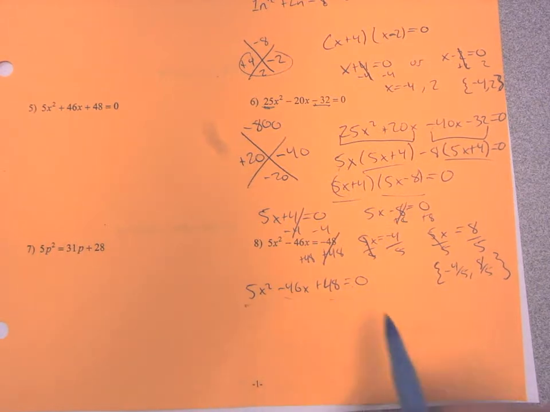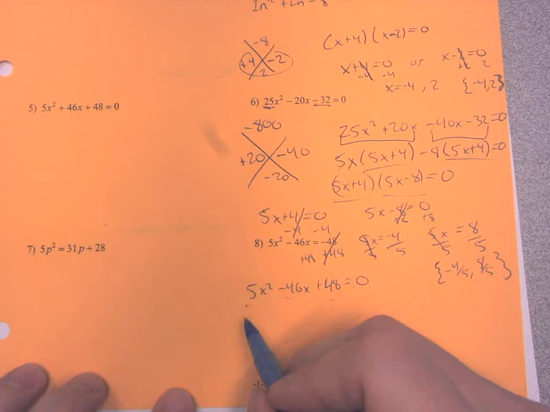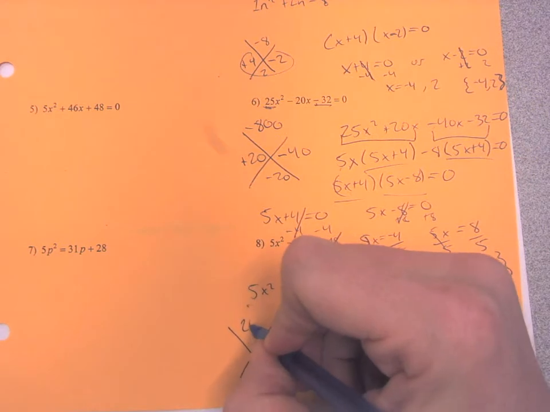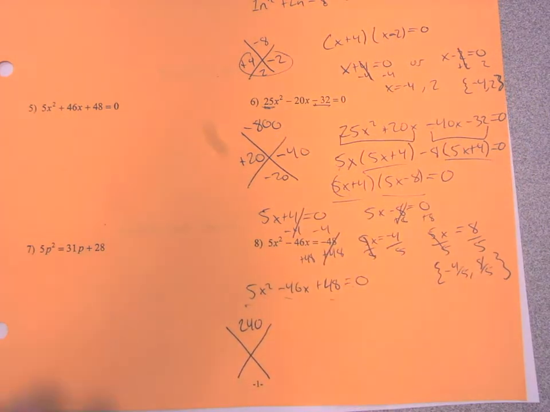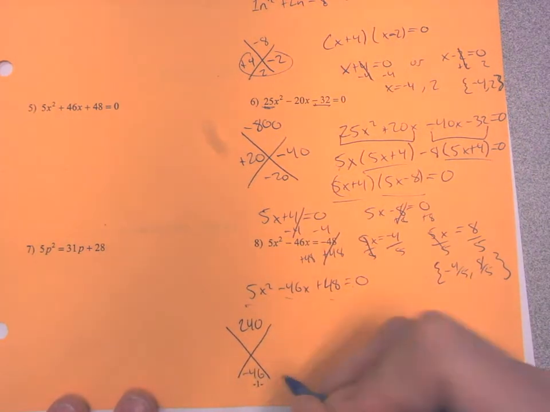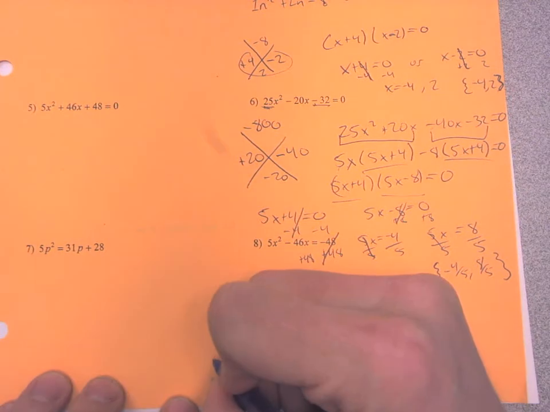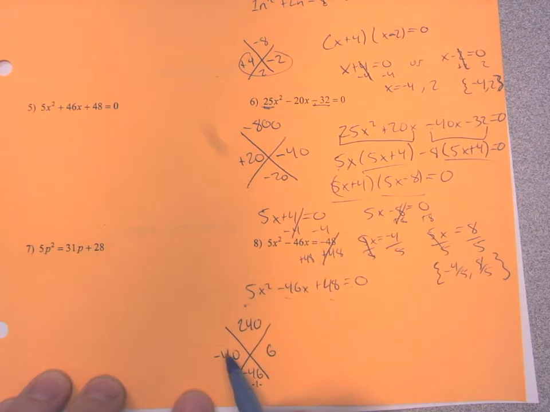Notice that I don't have a common factor that I can take out, so I'm going to use the grouping method. Got 5 times 48, and then let's see what that's going to be. So that's 240 up here. And then on the bottom, we're going to have a negative 46. So we need factors of 240 that combine to give us negative 46. I think, yep, it's negative 40 and negative 6. Those are the two magic numbers.